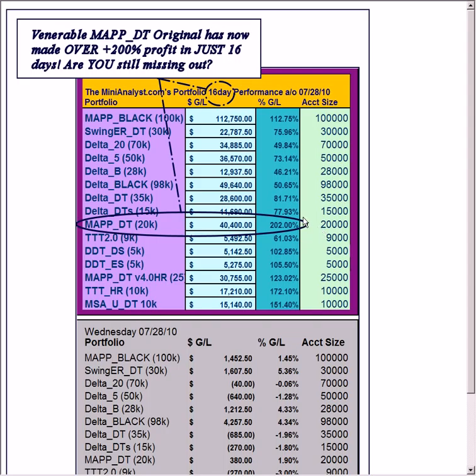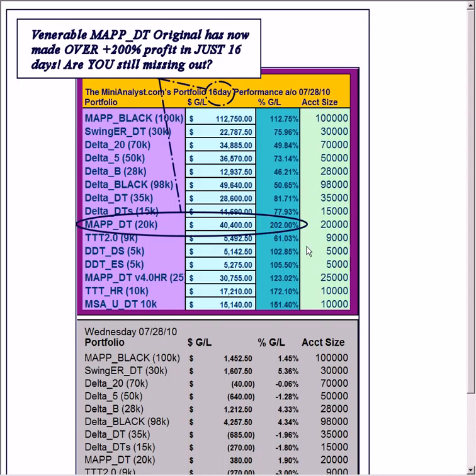Nevertheless, we're able to put up gains like this of 200%, of course very risky, aggressive, we say. A moderate version of the MapDT would be a $30,000 version. A conservative version would be a $40,000. So you could easily put $40,000 in this portfolio. You'd only have a 100% gain, but certainly the risk would be cut in half as well.